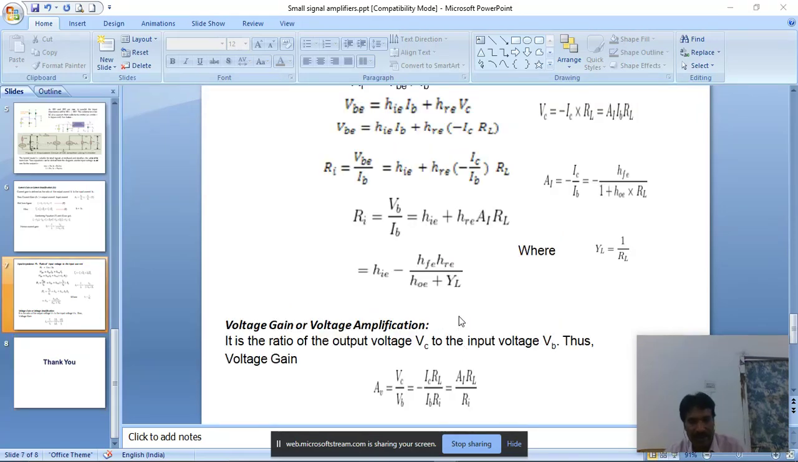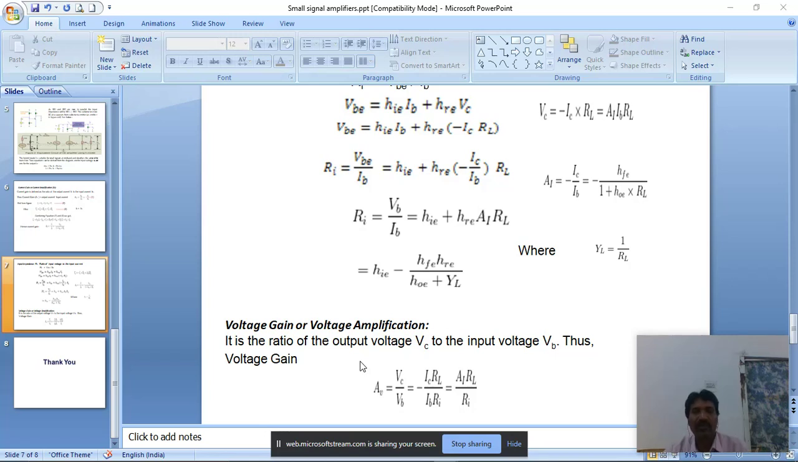Similarly, the last one is voltage gain. Voltage gain is defined as the ratio of output voltage to input voltage, that is VC by VBE. VC is equal to minus IC RL, divided by IB into Ri. So IC by IB equals AI. It is AI into RL by Ri. So that is the voltage gain.